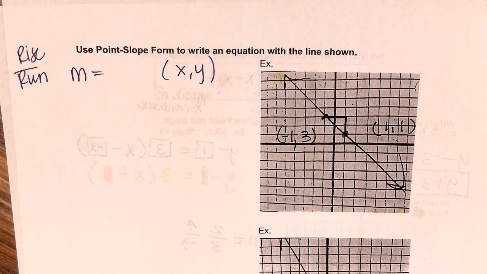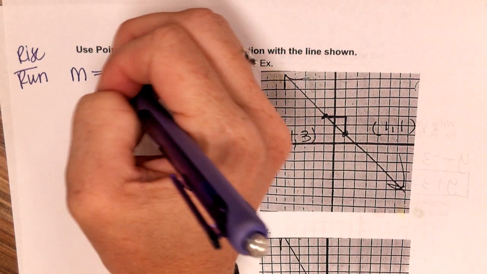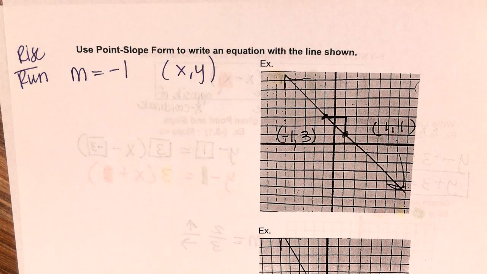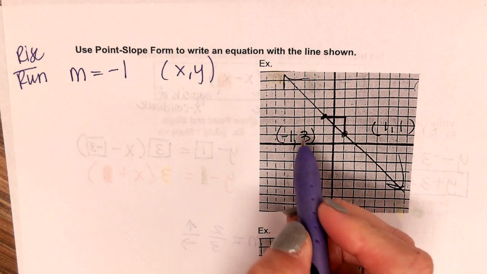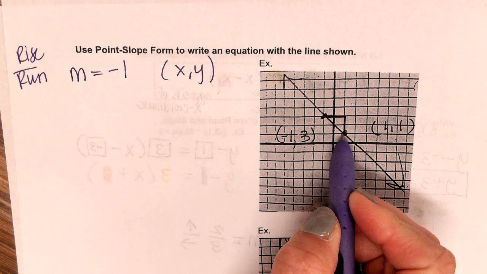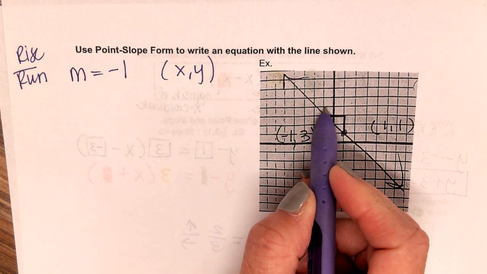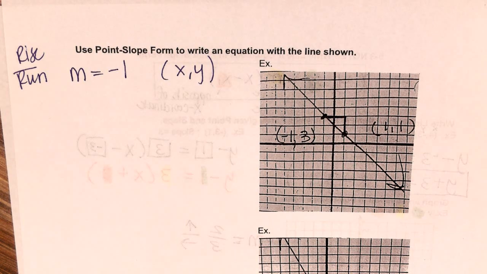Okay, but my rise was up 2, my run was left 2. So negative. So negative 2 over 2 is what? Negative 1. And you can also see, was there a dot right here? So they're actually going up 1, left 1, up 1, left 1, up 1, left 1. See what I'm saying? Okay.